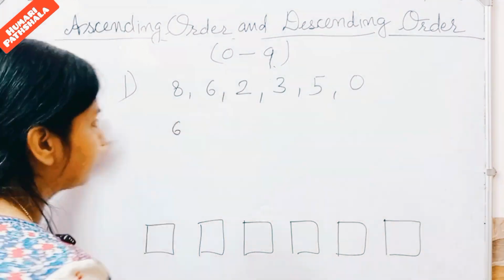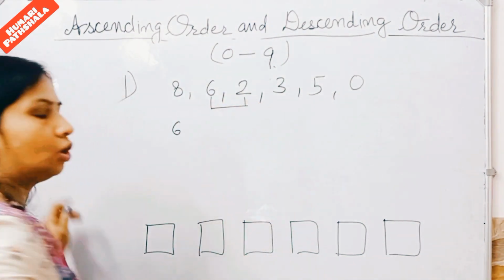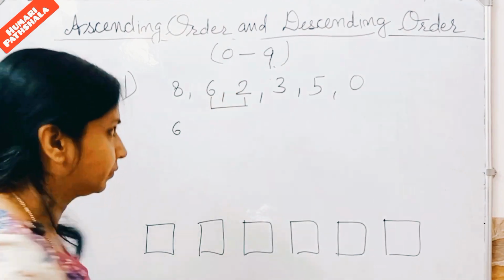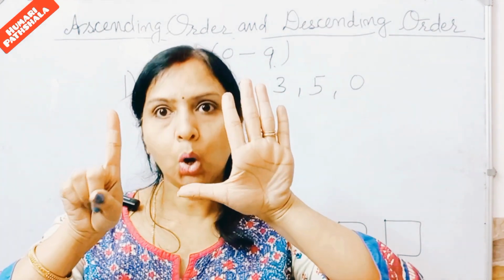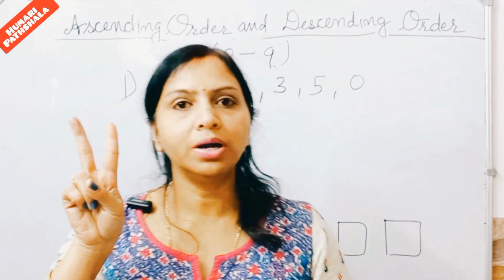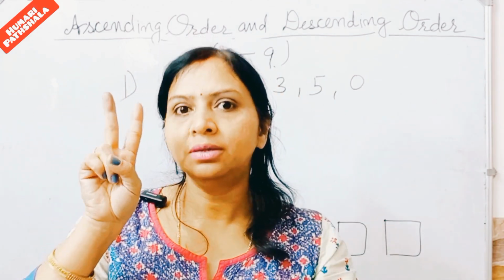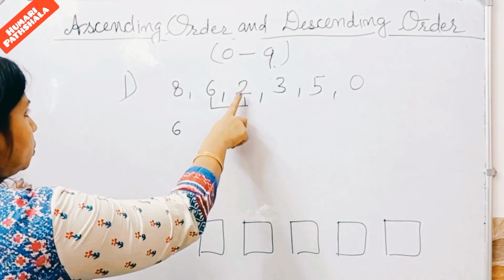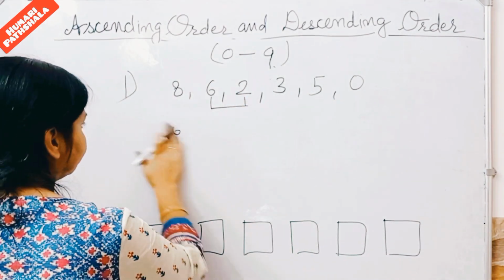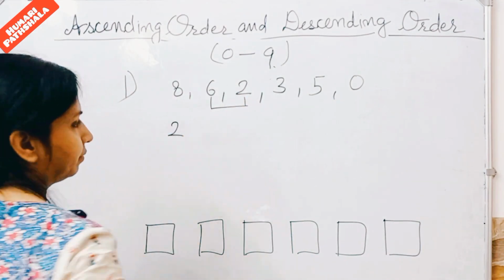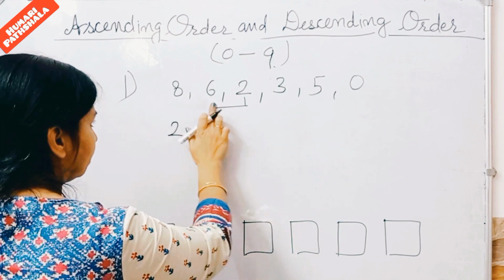Which one is smaller, 6 or 2? 2 is smaller. So cancel this and write 2 here, because 2 is smaller now.